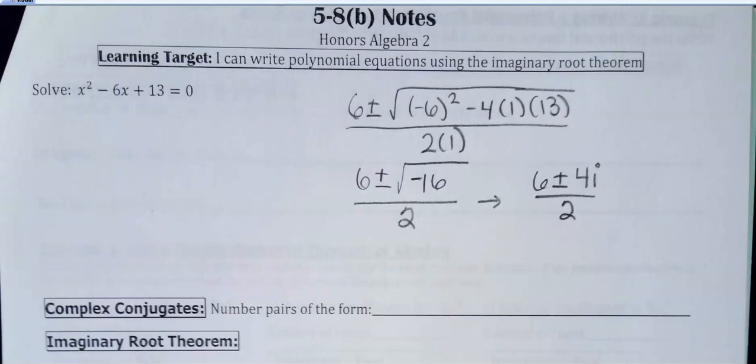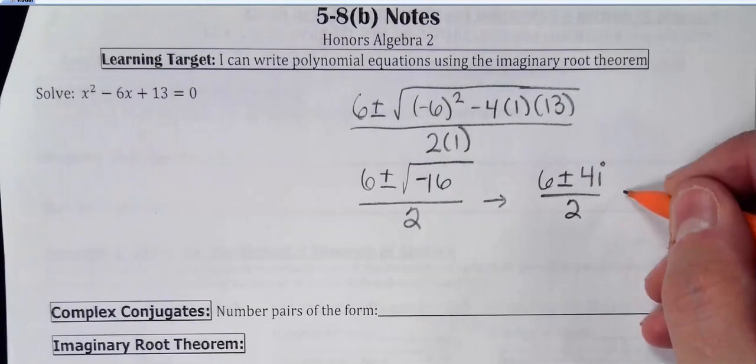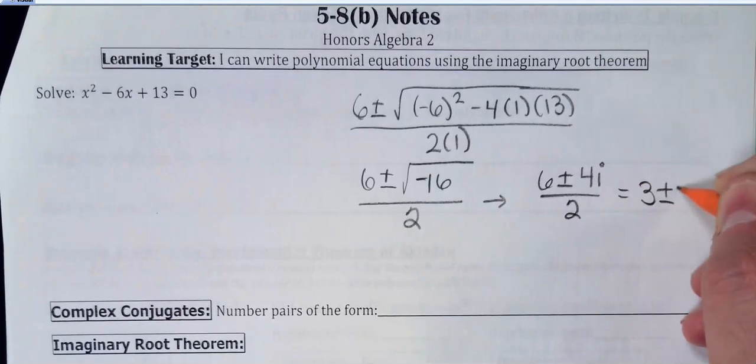Now, can anybody raise your hand? Can you tell me? Can I break that down or simplify that any further? Like, what would you write down as your answer? Okay, so what would you write? 3 plus or minus 2i. Perfect. 3 plus or minus 2i.